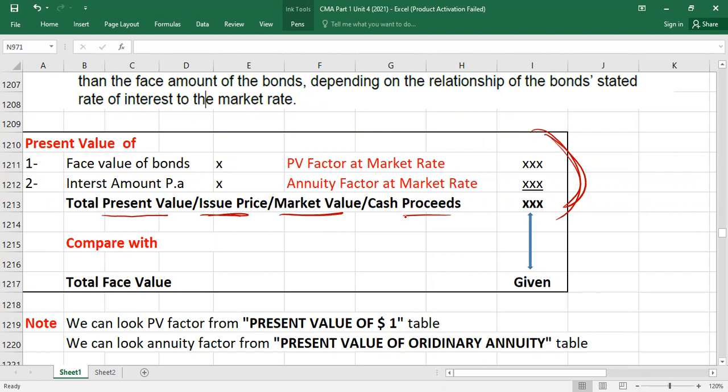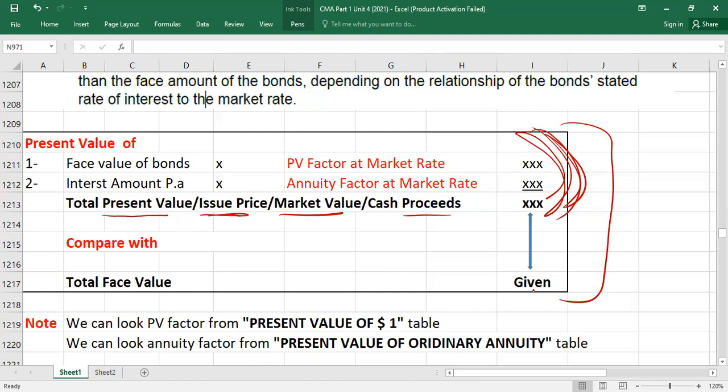It means they can use four words. There are four terms which can be used interchangeably: present values, issue price, market value, or cash proceeds. And you have to do the same calculation up to this point only. But if it asks you to calculate the amount of premium or discount, then you need this whole format.